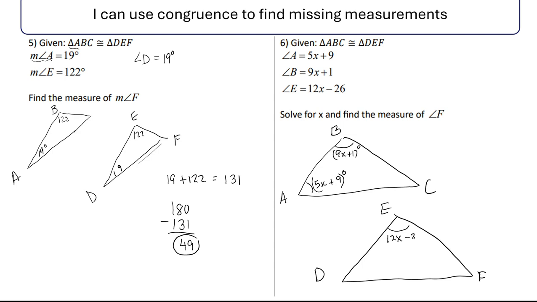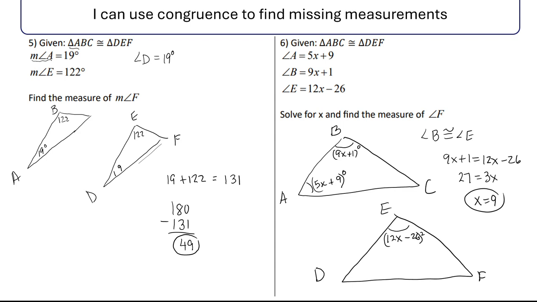12x minus 26 degrees. Now I know that because angle B is congruent to angle E, I can use that to figure out what x is. So I can say, 9x plus 1 is equal to 12x minus 26. If I add 26, I get 27. Subtract 9x, I get 3x. So x is equal to 9.